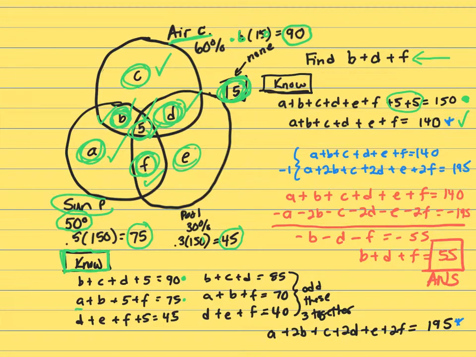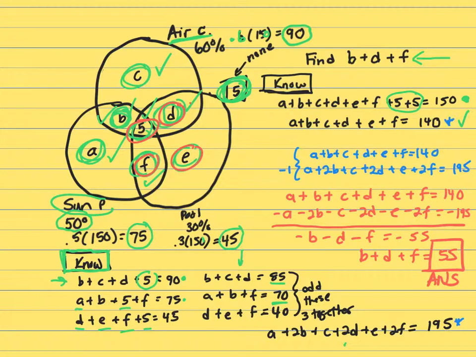I'm going to change colors for a second. You've got this 5 and the D and the F and the E make up pool. So D plus E plus F plus 5 is 45. And then what I did here, I took this equation and I subtracted the 5, and that gave me the 85 here. The next one subtracted the 5 and gave me the 70. And then the last one subtracted the 5, and that gave me 40.